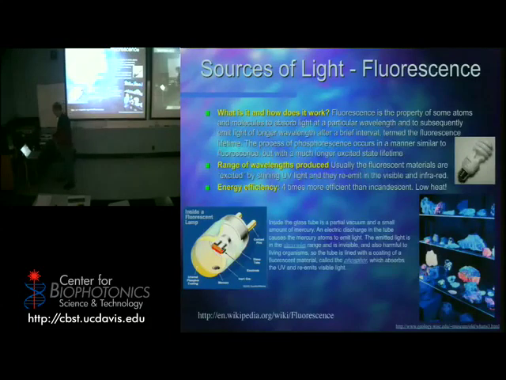What exactly is a black light? A black light is just a light that gives off high energy blue and low energy ultraviolet. That's all the black light is. Usually somewhere between 380 and 400 nanometers, or 380 and 420 nanometers.